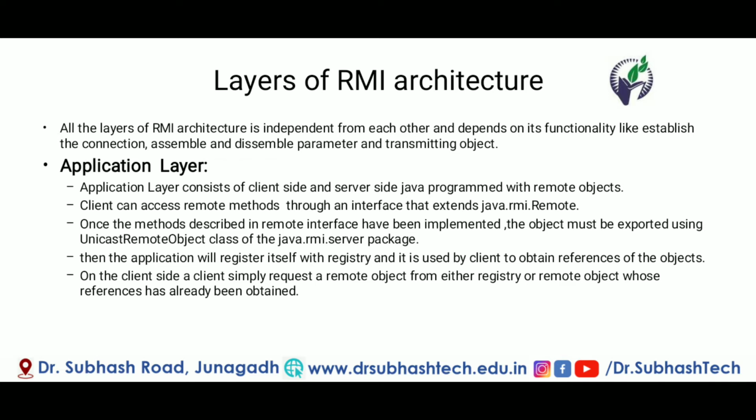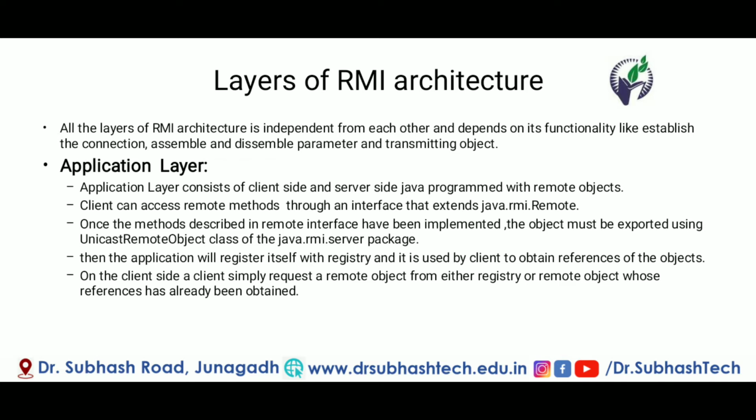The application layer consists of client-side and server-side Java programs with remote objects. When you create any application, this application contains objects that we consider remote objects. On both the client-side application and the server-side system there are applications or remote objects, which are used to communicate. So in the application layer, this remote object is present.